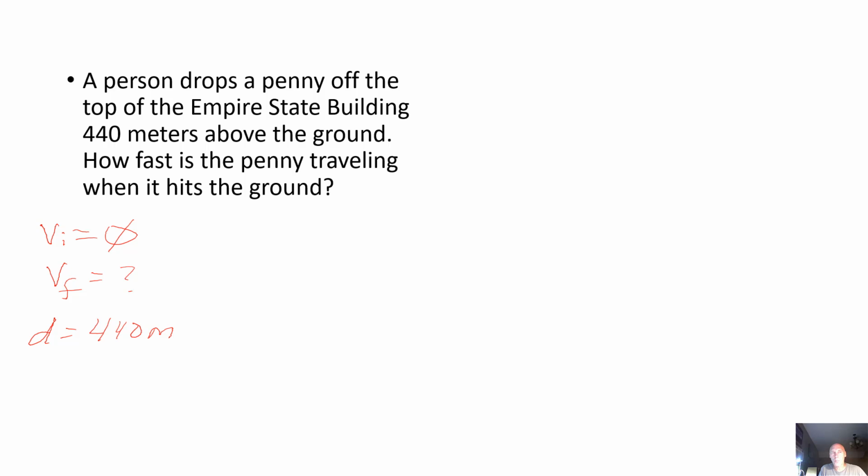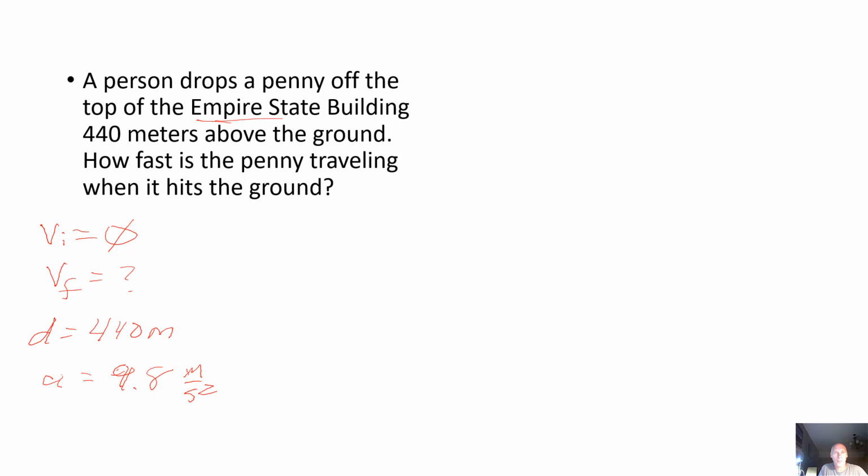And it's assumed to be on planet Earth. We're at the Empire State Building. Always assume it's planet Earth unless they otherwise say. So we have the acceleration. It's gravity, 9.8 meters per second squared. Okay? So this is going to be just like that last problem here.